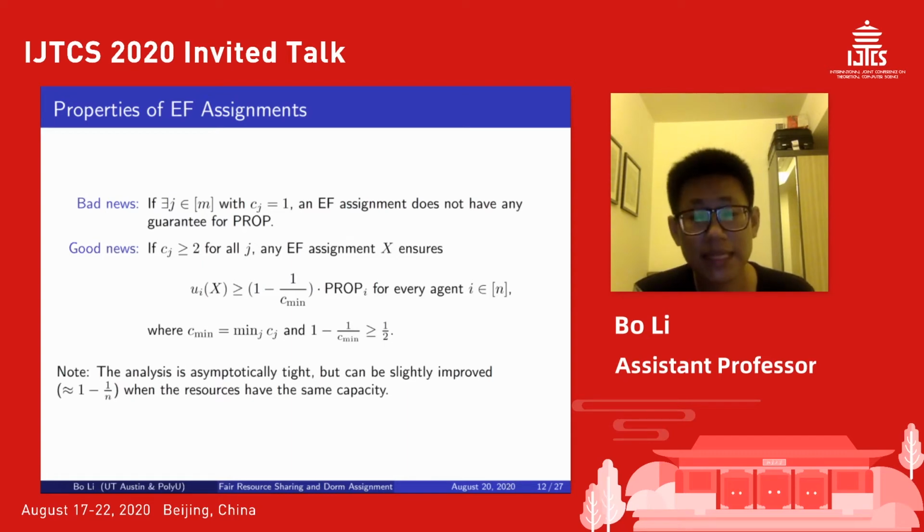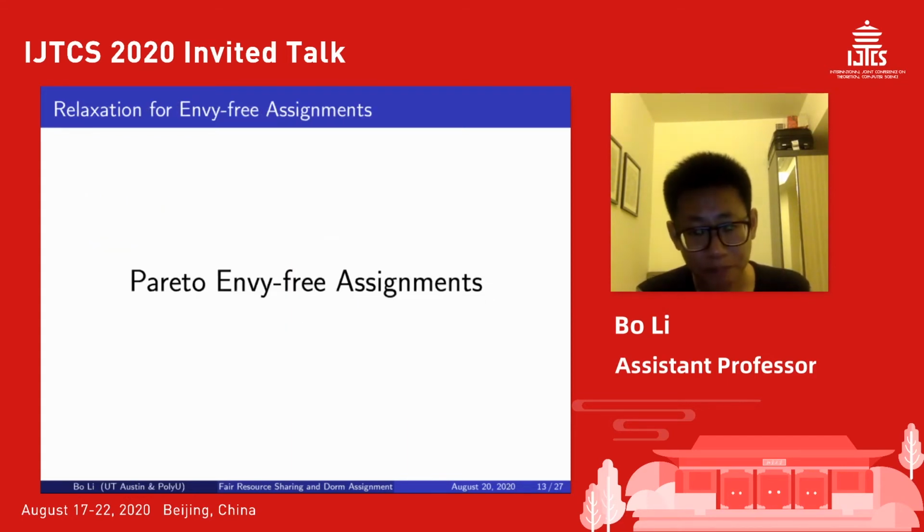And this analysis is actually tight. But it can be improved if all the resources have the same capacity. That is, for the canonical instance, the approximation could be better. Okay, so this is about the NV-free assignment.